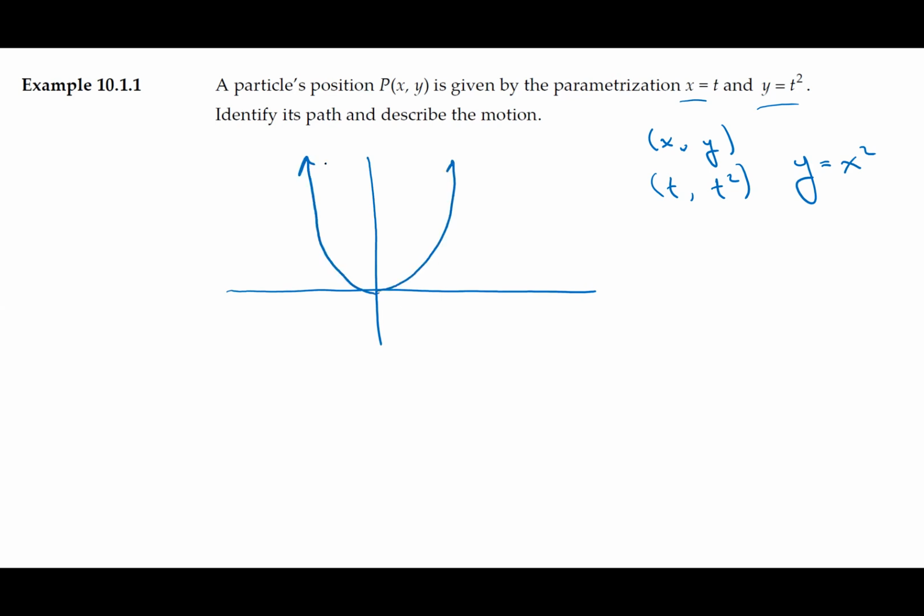Now, what about its motion? I know what its path is, but if I put a point on here, what direction is it going? Well, notice as t increases, what happens to x? X increases and y increases, which means it must be going this direction. It's a little misleading to put those arrows on the end, but here's its direction of motion.